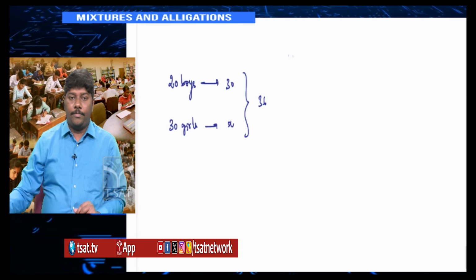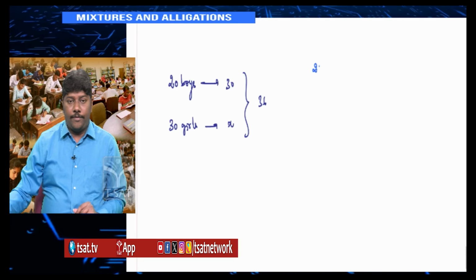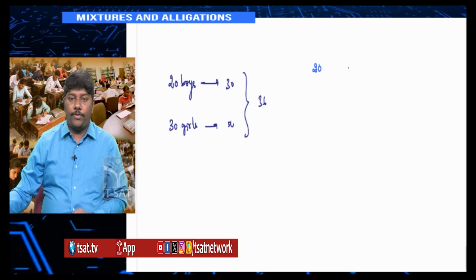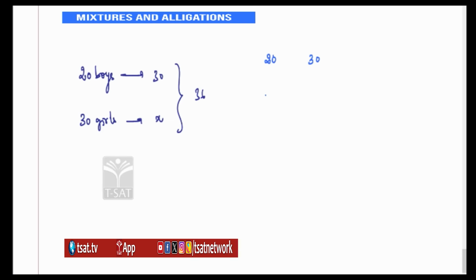So what do we do here? We'll use the formula N1 D1 = N2 D2, with 20 and 30. First case, the average of 20 boys is 30. The other is x. Now the combined average is 36. Now what is missing? Here I can clearly say A2 is missing. I want the average of the second group. If A1 or A2 is missing, then you can always find it by using N1 D1 = N2 D2. If any of these four is missing, you can always use the formula N1 D1 = N2 D2.